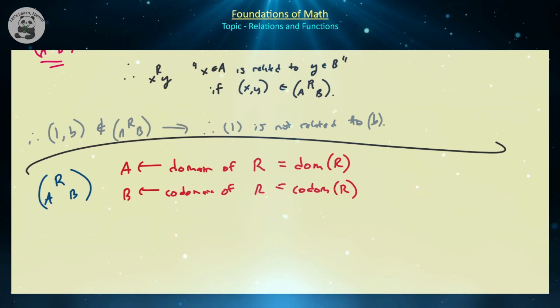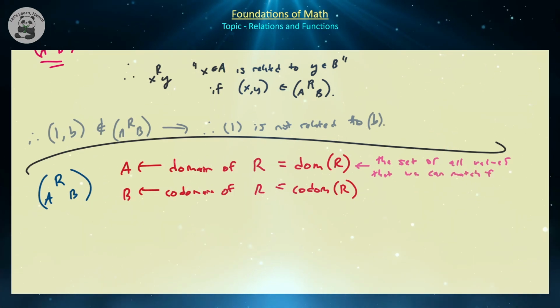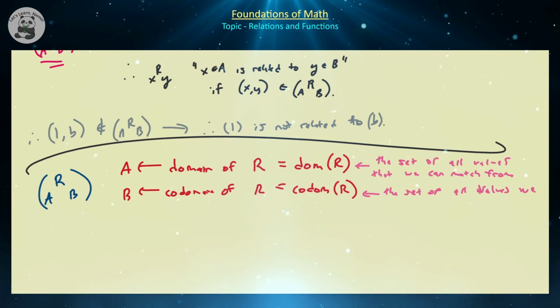So what exactly is the domain of a relation? The domain of a relation is going to be the set of all values that we can match from, and the codomain is the set of all values that we can match to. Emphasis on the verb we can, not we do.